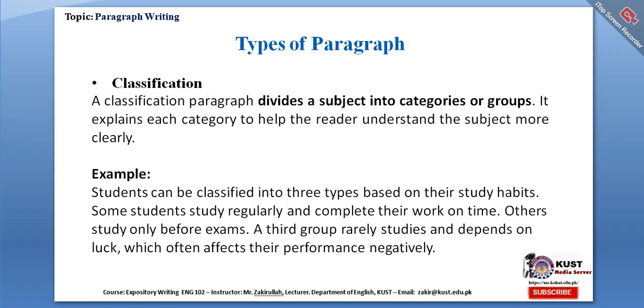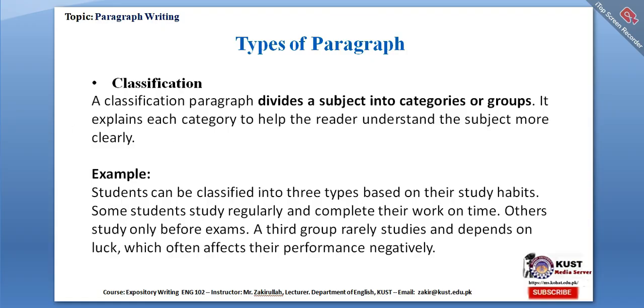Okay, the fourth type of paragraph is classification, which divides the subject into categories or groups. It explains each category to help the reader understand the subject more clearly. So in a classification paragraph, we write a paragraph into different categories. For example, students can be classified into three types. So this is actually a classification paragraph.